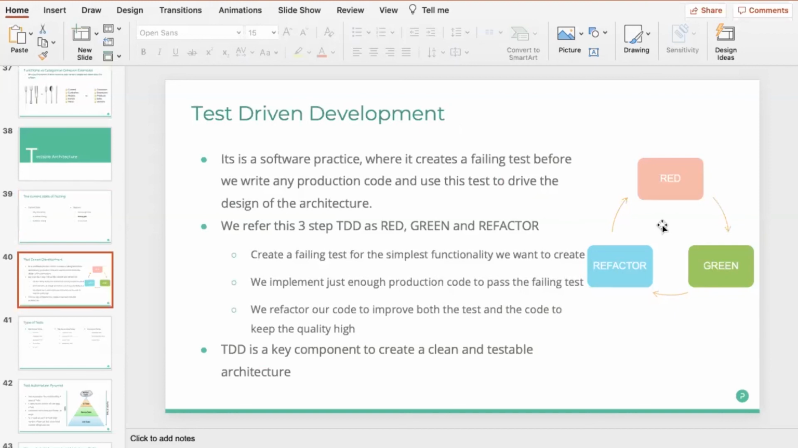Okay. Test-driven development, I think most of you might be aware of. For those who don't know, test-driven development is a practice that's becoming quite popular these days. There are a lot of opinions about who wants to adopt it and who doesn't. However, clean architecture embraces the TDD approach.